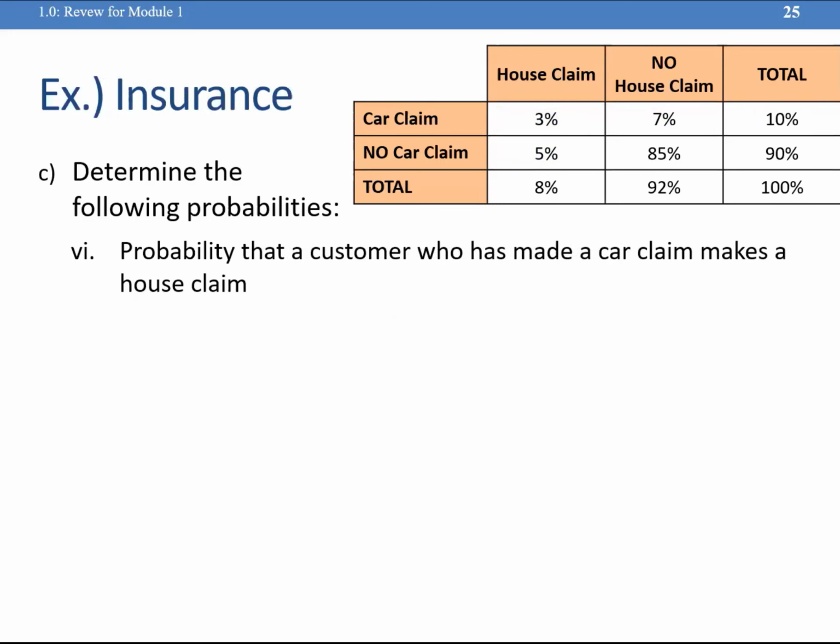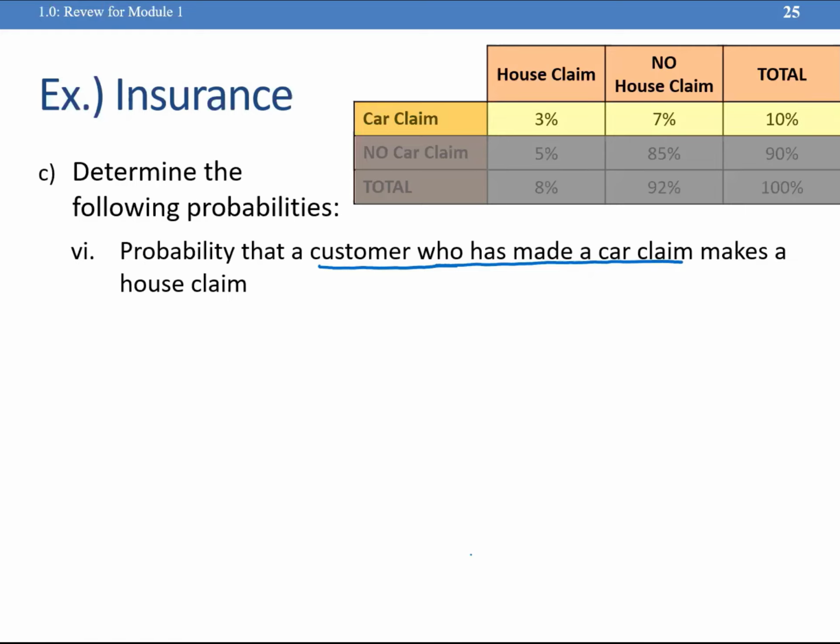Now determine the following probability: the probability that a customer who has made a car claim makes a house claim. As we noted when we were using the Venn diagrams, this is a conditional probability. The customer has made a car claim. We're not looking at all customers. We're looking at a subset of customers. So using my contingency table, I can do it visually by isolating car claims and ignoring everything else. This is my new subset.